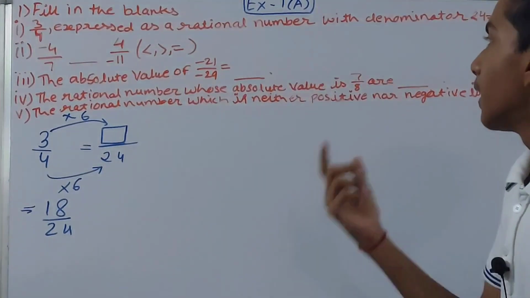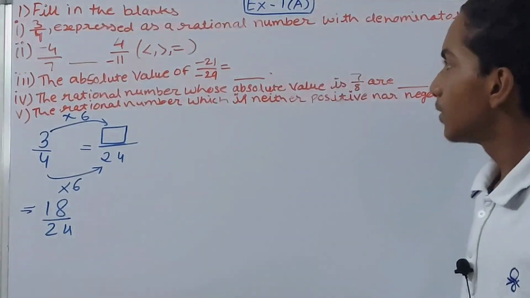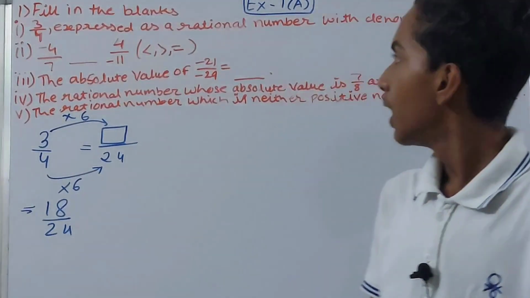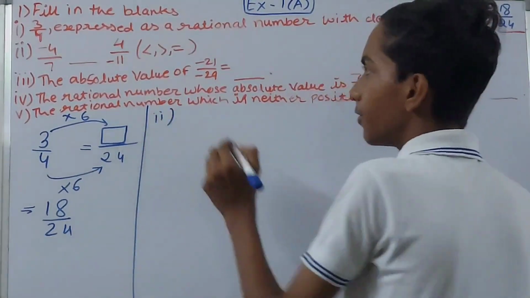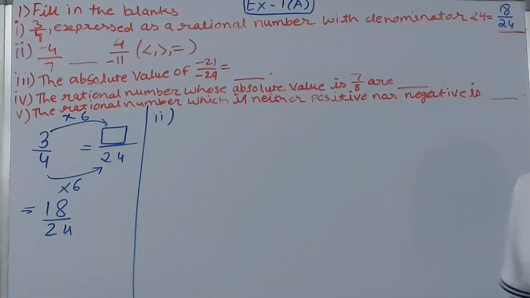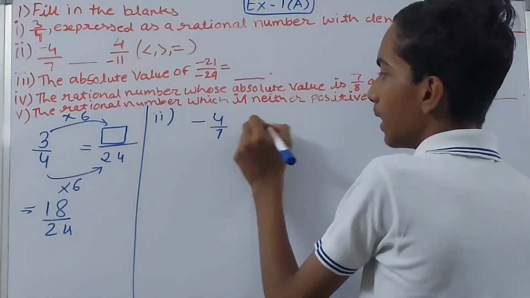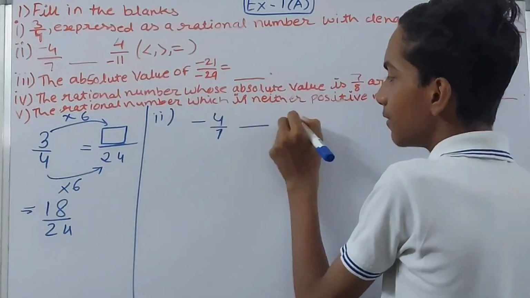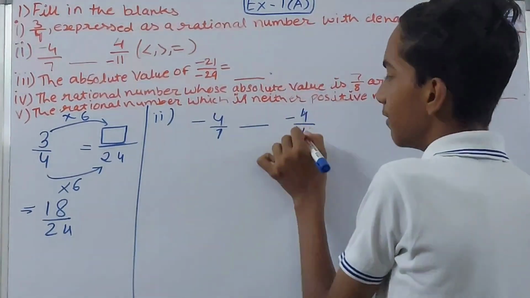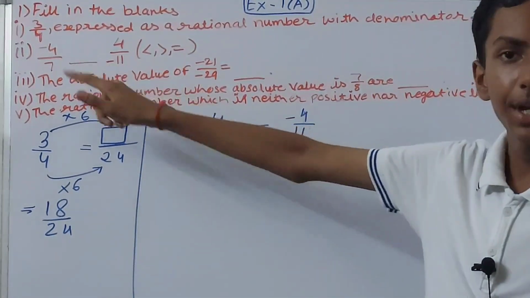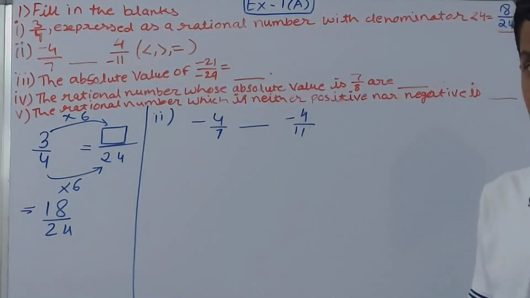Alright, next, second one, minus 4 by 7, and then there's a blank, and then 4 upon minus 11, and we have to put the greater than, equal to, or less than sign, right? So again same thing, this is also very simple. We have to do the comparison of the two numbers, right? And one more thing, you see, one is minus 4 by 7, and the second is 4 by minus 11, so that will be written as minus 4 by 11, right? Basically we will take the minus sign to the numerator, and if there are two minus signs we will cancel both of the minus signs, right?